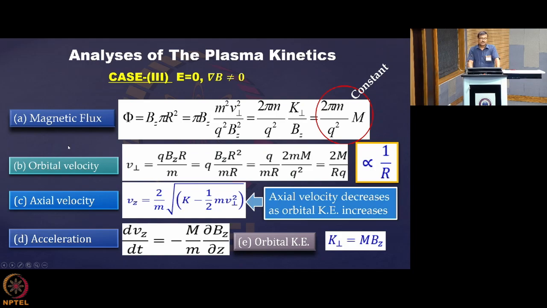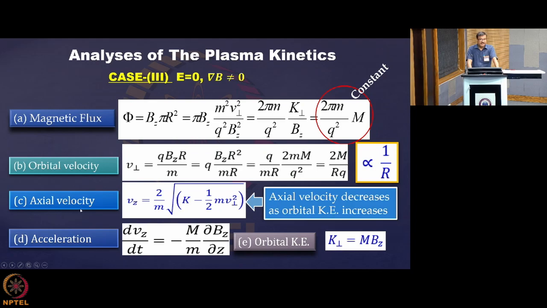So this is very interesting. As it goes to tighter and tighter orbits, it makes faster and faster gyration. This is the consequence from here. Again, you remember that this is the case when you have a constant gradient of magnetic field.